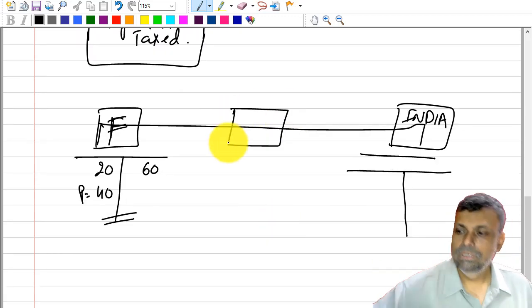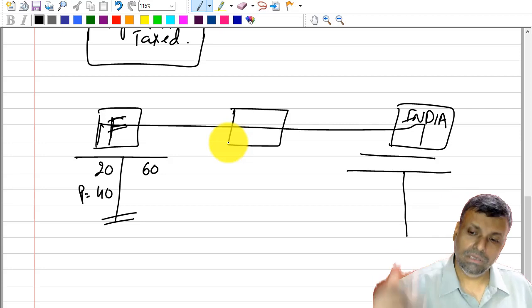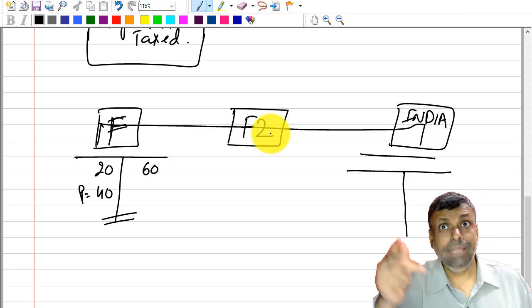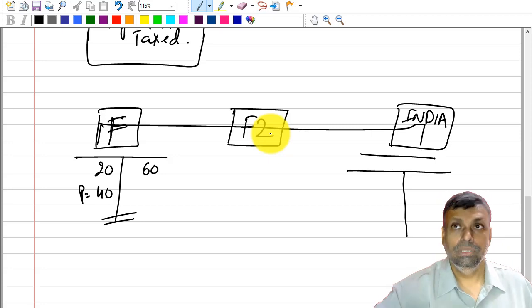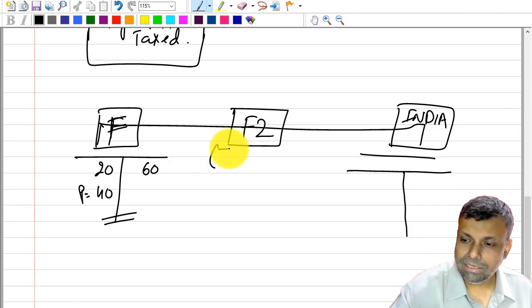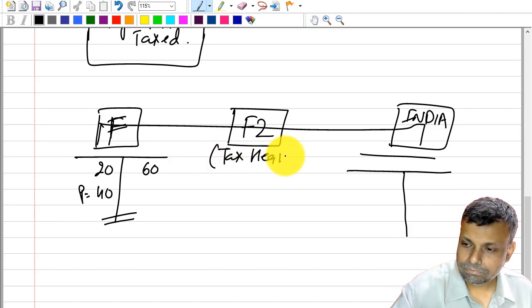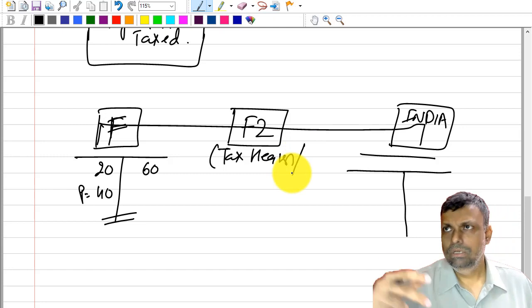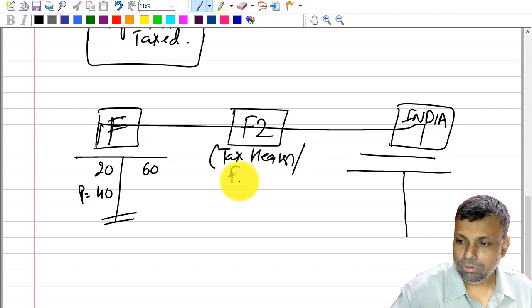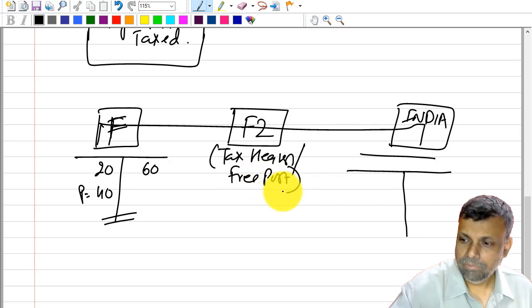It will have another company in another country. We call it country number 2. Maybe in that particular country number 2, there will be another foreign company, and maybe that particular country will be something like a tax haven, or there may be some other advantages. So some people call it a free port also.